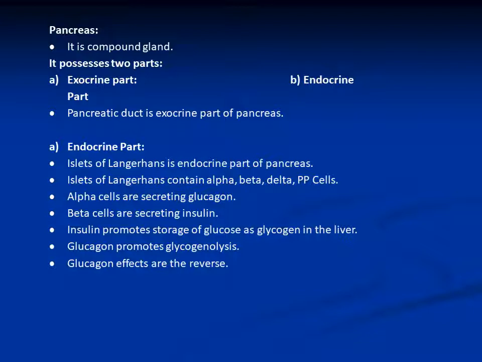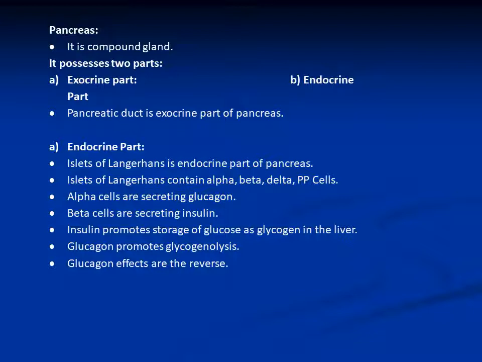Now let's move to insulin. Insulin is a hormone that is secreted from beta cells of the pancreatic islets of Langerhans. It promotes storage of glucose as glycogen in the liver and maintains the body glucose level.